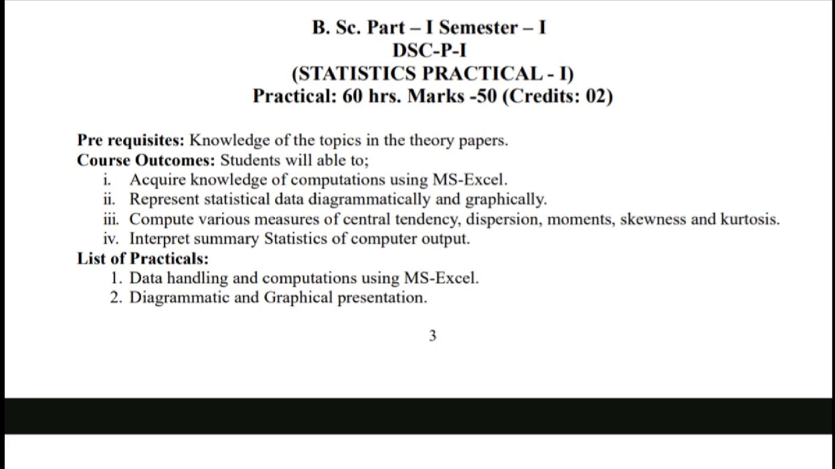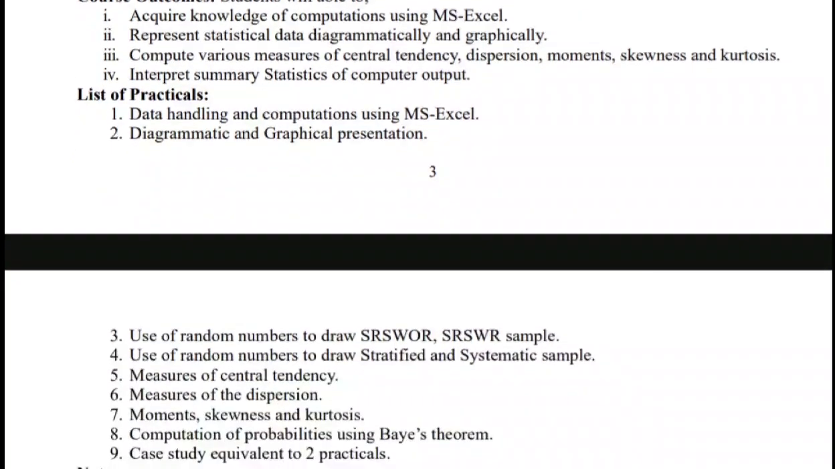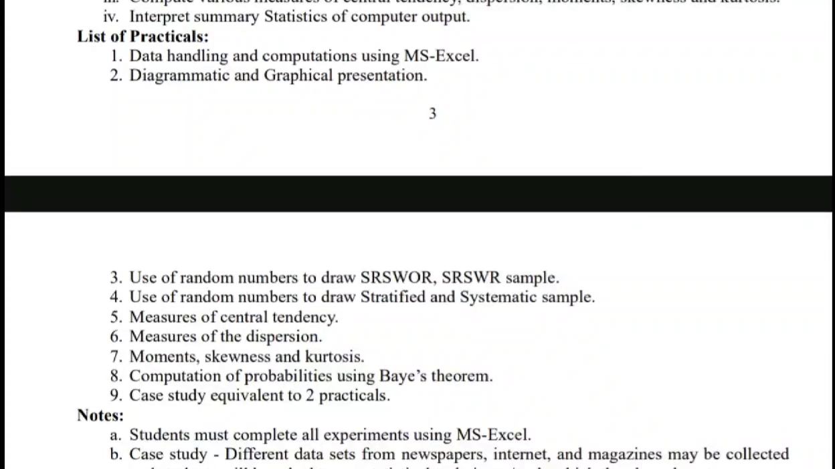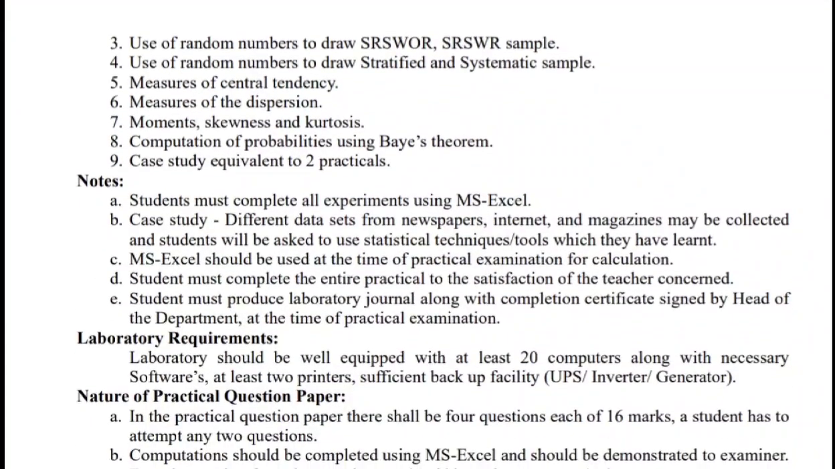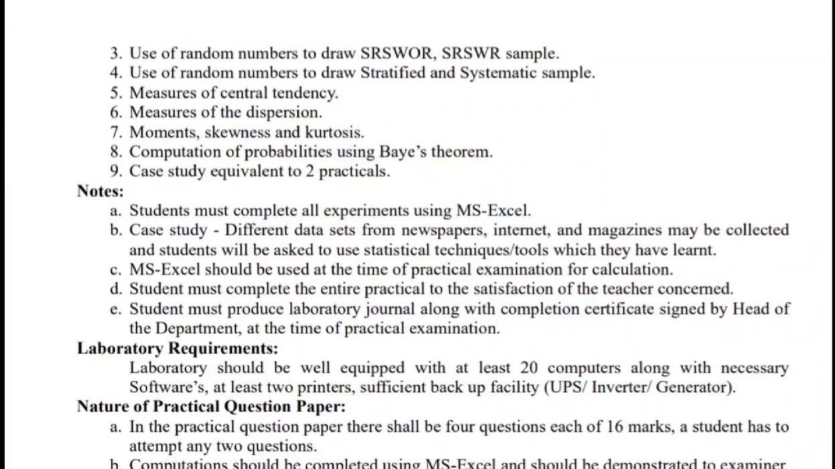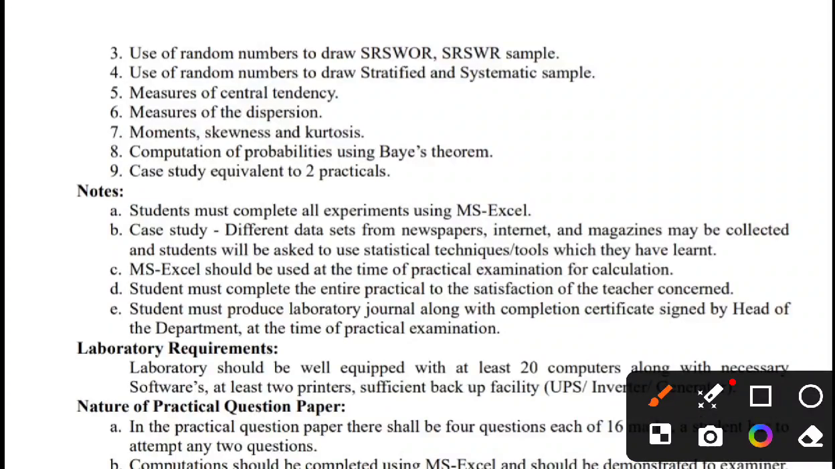Now, what is the list of practicals? These are the list of practicals. The first practical is data handling and computations using Excel. The second is diagrammatic and graphical representation. The third is use of random numbers to draw SRSWOR and SRSWR. The fourth one is use of random numbers to draw stratified and systematic samples.